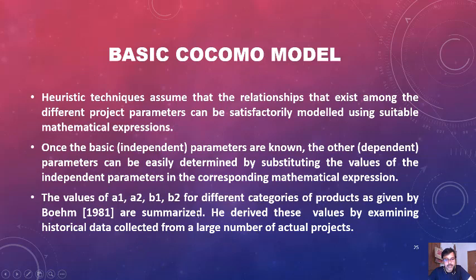Once the basic parameters are known, the other parameters can easily be determined by substituting the values of the independent parameters in the corresponding mathematical expression. So that's why it is called heuristic. This question often comes up: why is the basic COCOMO model called heuristic? The answer is that all the values of a1, a2, b1, b2 for different categories of projects have been calculated from historical data of a large number of actual projects, and that's why it is called heuristic.